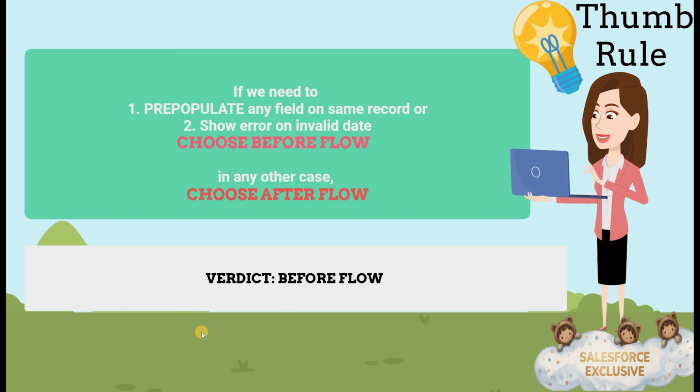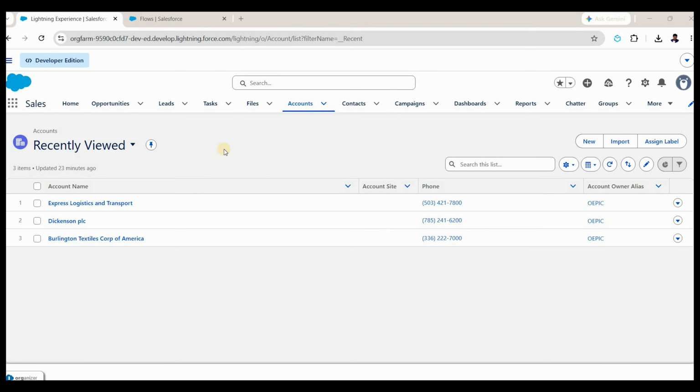How to do this? Again, we need to go ahead with our thumb rule. If we need to pre-populate or to display an error for invalid data, we need to choose before flow. In this case, we need to display an error, hence the verdict is before flow. So let's head back to Salesforce.